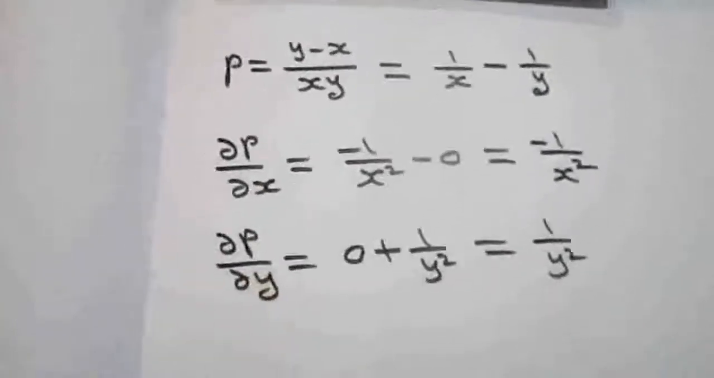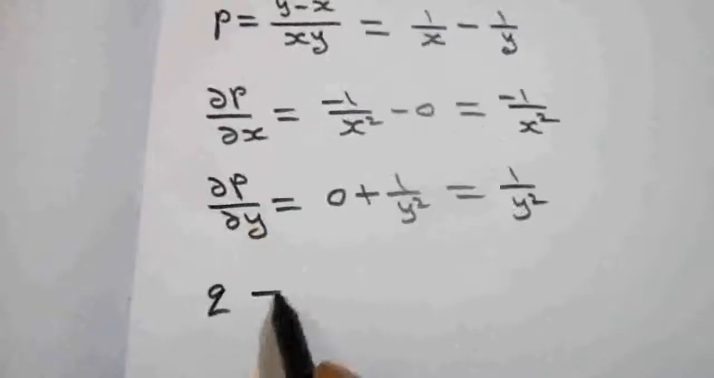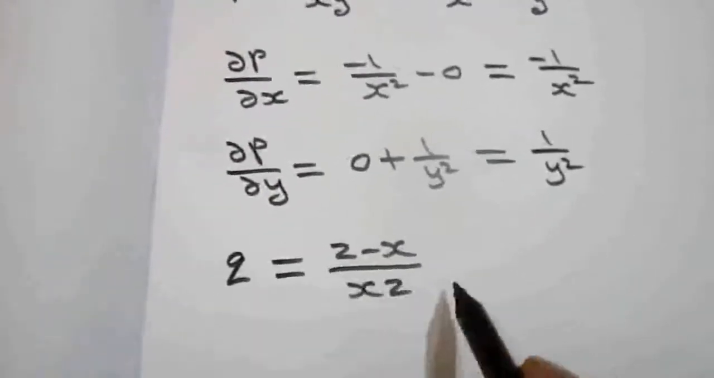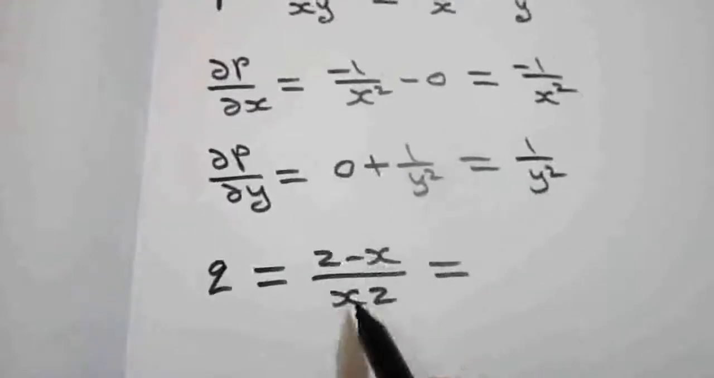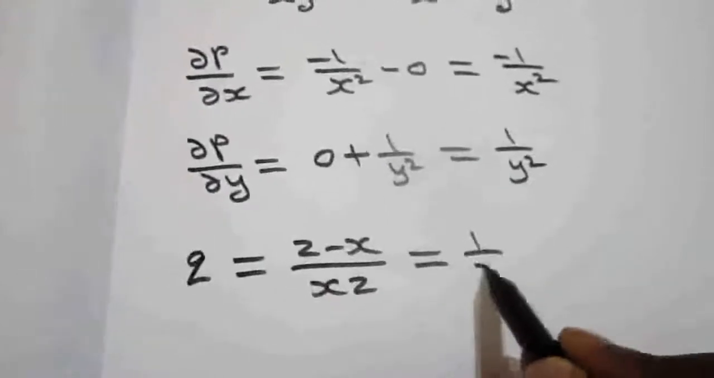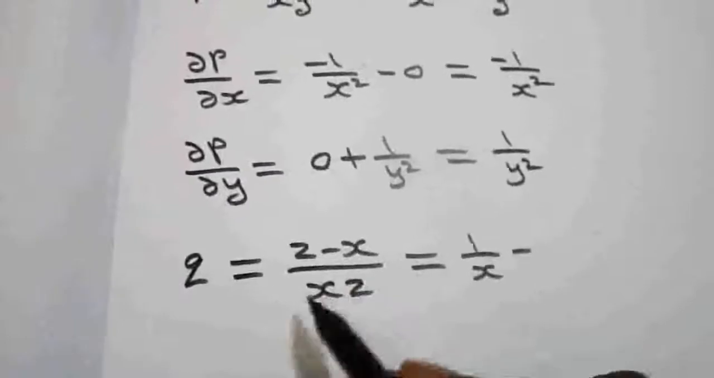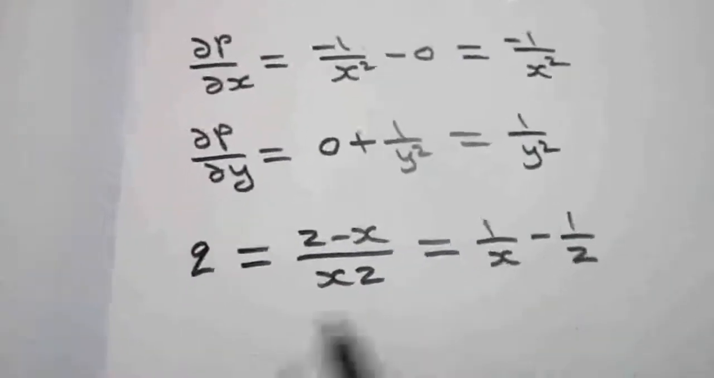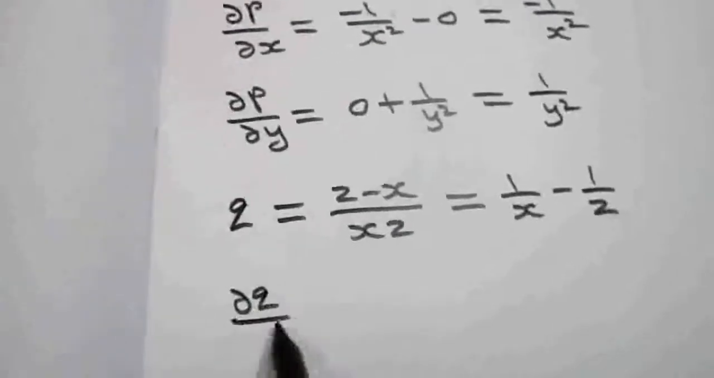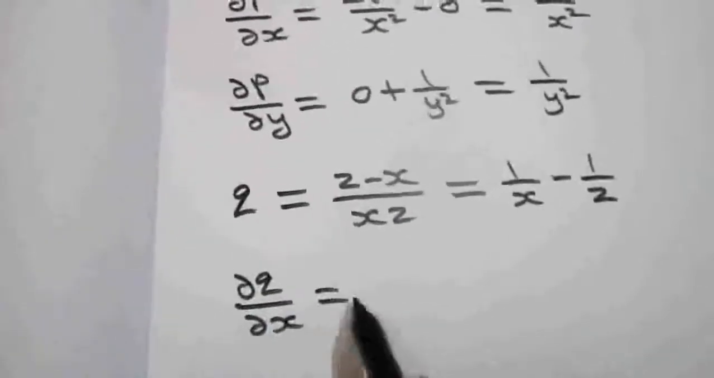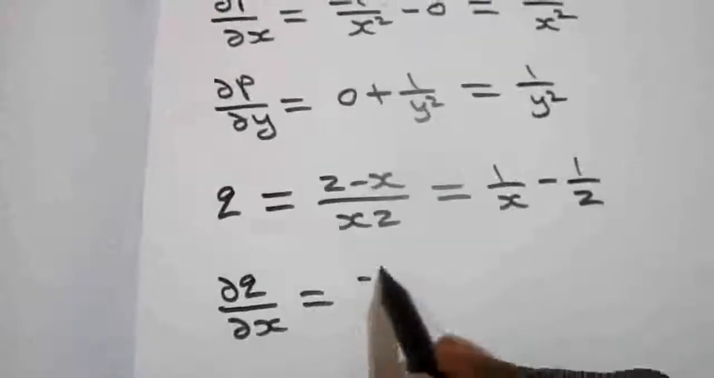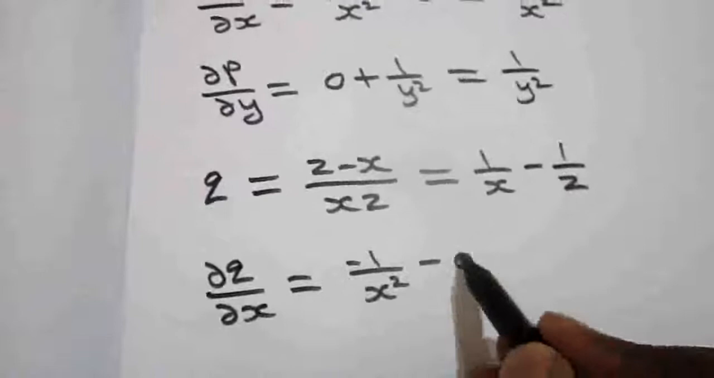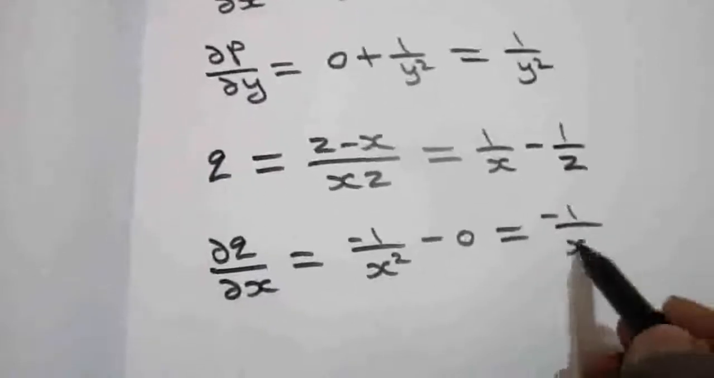Next I am going to write q. Q we already took as (z minus x)/xz. So this can be rewritten as z by xz, z cancels, 1 by x, minus x by xz, x cancels, 1 by z. Now I am going to differentiate with respect to x. Dou q by dou x is equal to 1 by x differential minus 1 by x square, minus this differential is 0, so minus 1 by x square.